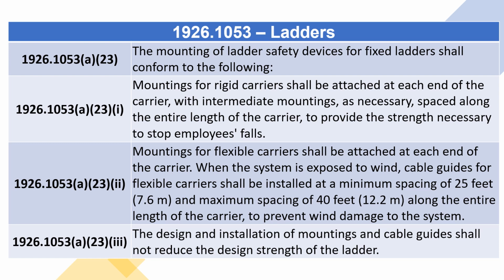When the system is exposed to wind, cable guides for flexible carriers shall be installed at a minimum spacing of 25 feet (7.6 meters) and maximum spacing of 40 feet (12.2 meters) along the entire length of the carrier, to prevent wind damage to the system. The design and installation of mountings and cable guides shall not reduce the design strength of the ladder.